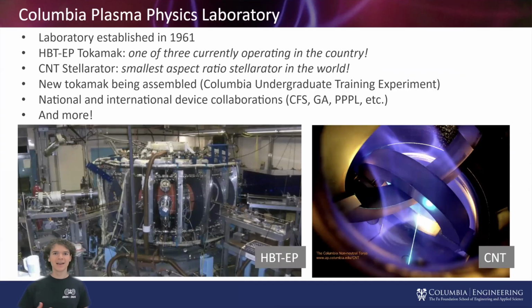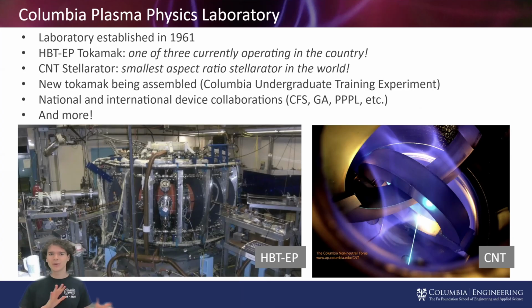I'm very hopeful. And at the Columbia Plasma Physics Lab, a lab that was established in the 60s, we have a tokamak, HBT-EP, one of three currently operating in this country. We also have a stellarator that's currently being upgraded from CNT to CSX, that has two interlocking coils and creates a plasma that goes in a donut shape, but with a kind of funky shape to it. We're getting a new tokamak that's currently being assembled called Q, the Columbia Undergraduate Training Experiment, or tokamak experiment. I'm not sure that name has been solidified yet.